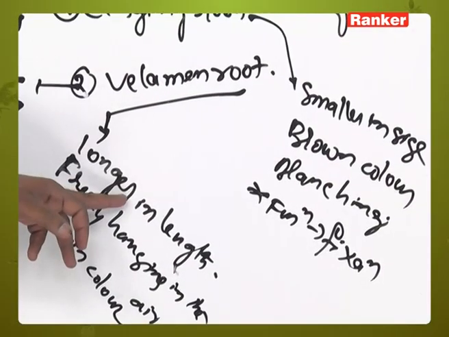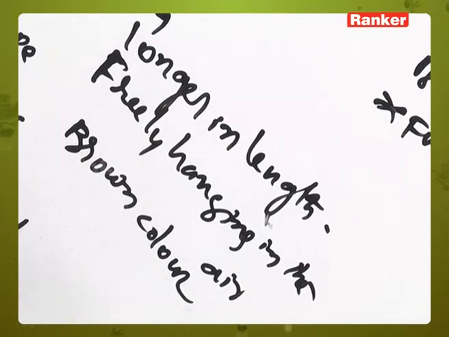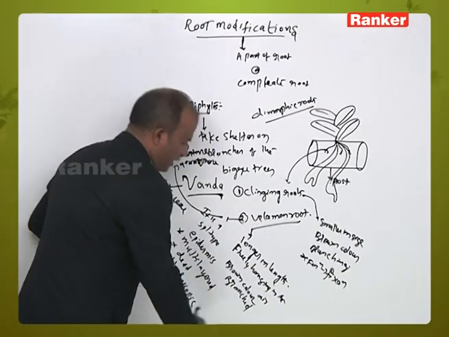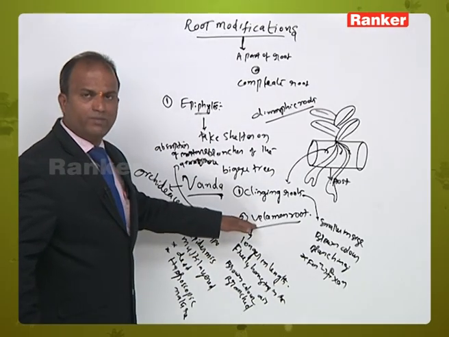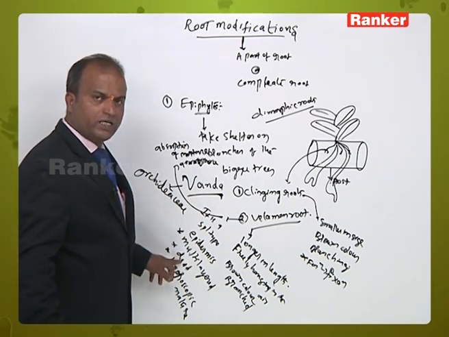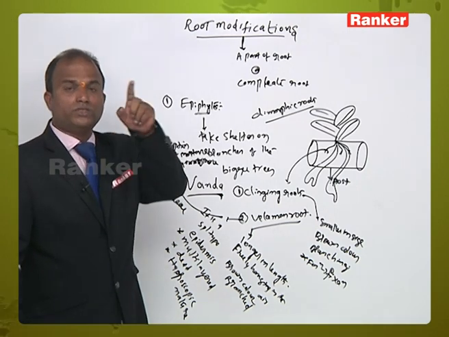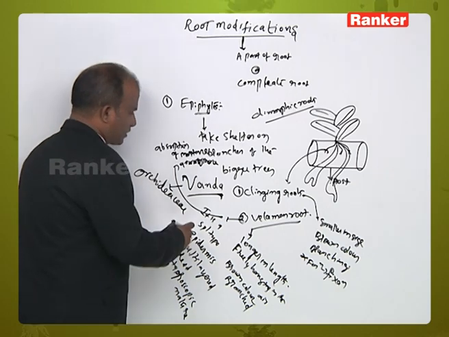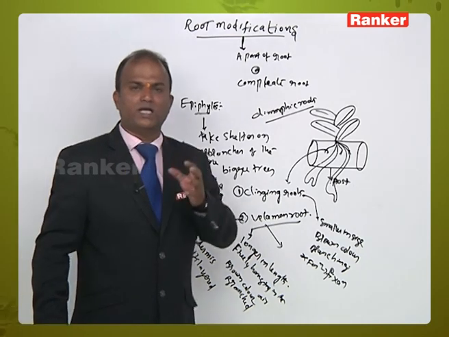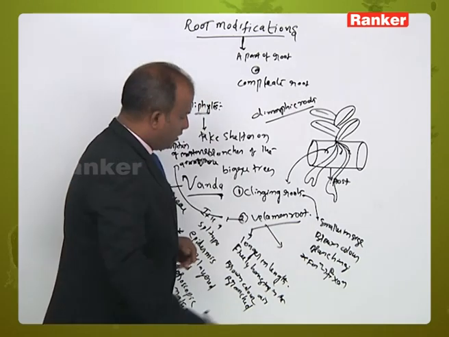Whereas the velamin root is longer in length, freely hanging in the air, and brown in color. It is also branched. And what is meant by velamin? It is a special type of epidermis, multi-layered dead hygroscopic velamin tissue, which helps in absorption of moisture from the atmosphere. That means the velamin root plays an important process to absorb moisture from the atmosphere, and that is imbibition.